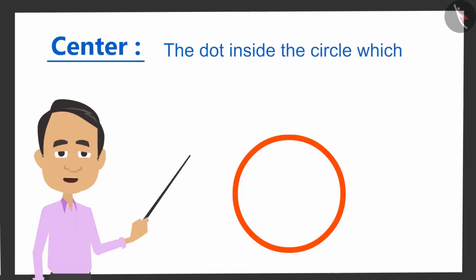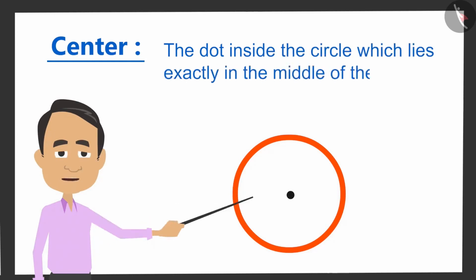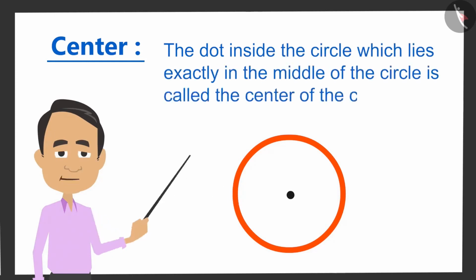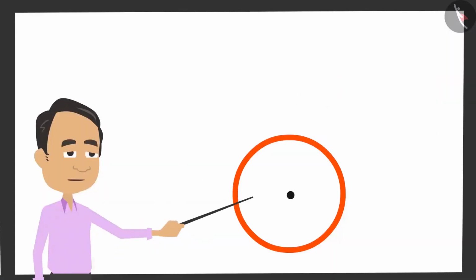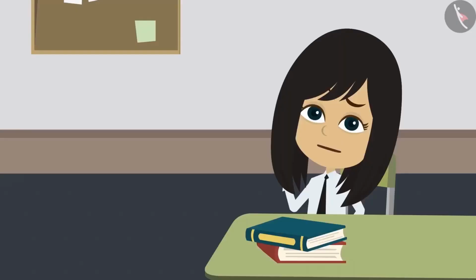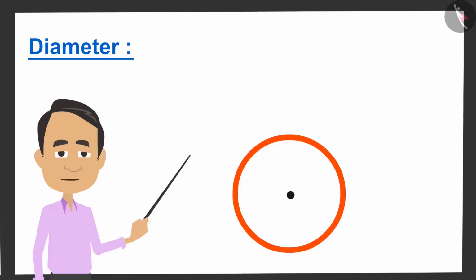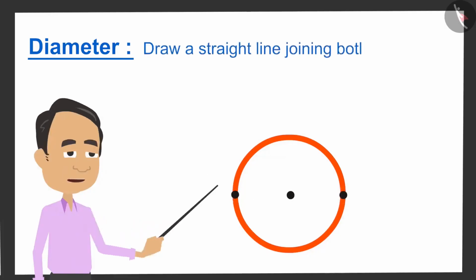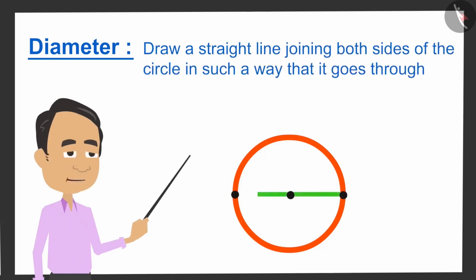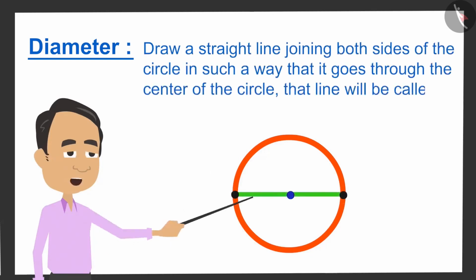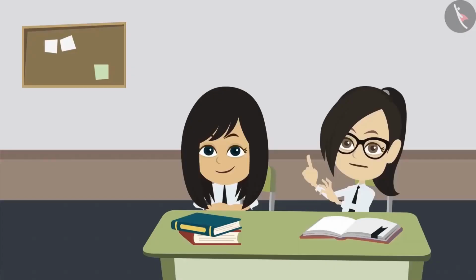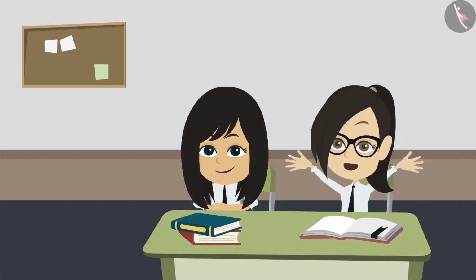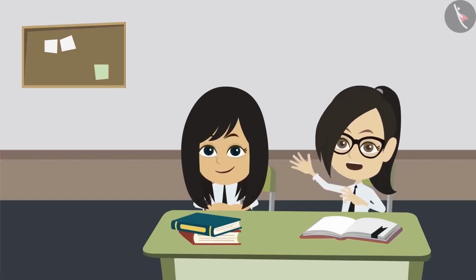The first property of a circle is the center. The dot inside the circle, which lies exactly in the middle of the circle, is called the center of the circle. And all the circles have only one center. The second property of a circle is the diameter. What is a diameter? If we draw a straight line joining both sides of the circle in such a way that it goes through the center of the circle, then that line will be called the diameter of the circle. This means that we have to measure its diameter to measure the circle.